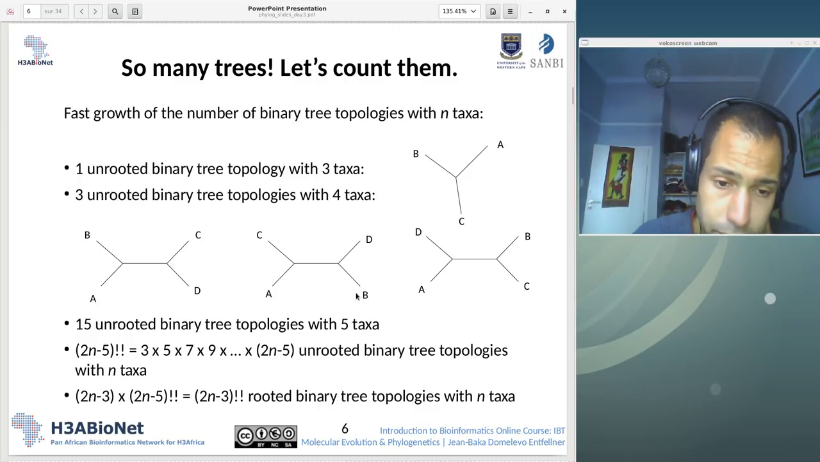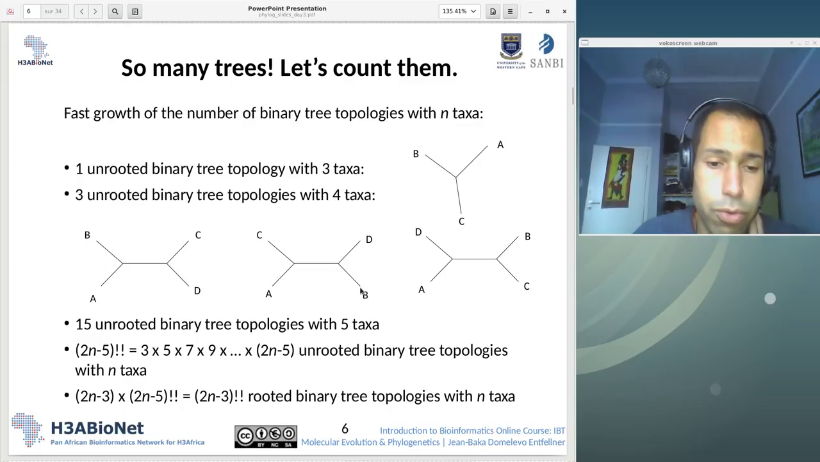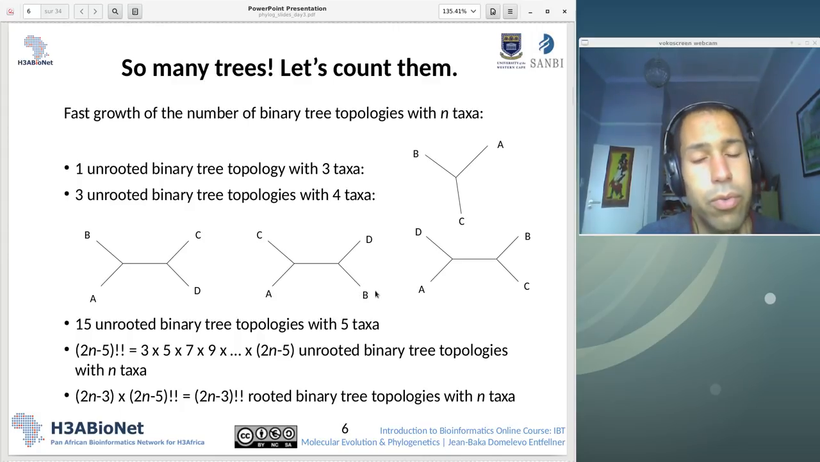But this 1 path linking B to A, for instance, uses 1, 2, 3 edges. Okay, to link B to C, I use 1, 2, 3 edges also. But to link B to D, I use 2 edges. So there is no ambiguity in defining, for each taxon, who is its closest neighbor. It's the one linked with 2 edges to that one. Okay, in the context of these phylogenies or topologies with 4 taxa.